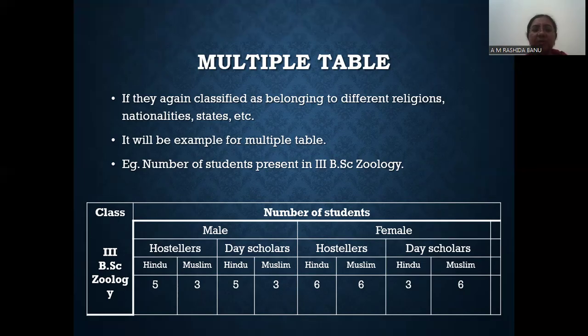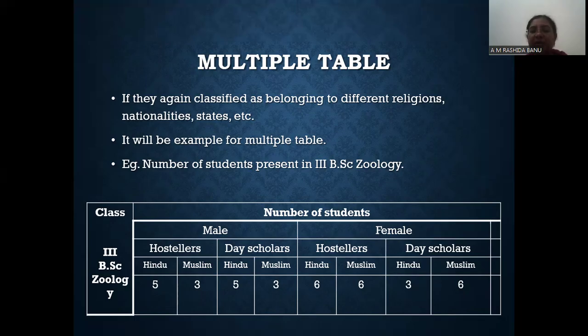So in third BSc Zoology, 5 students are Hindu. They are coming from the hostels and they are male students. And here 3 are Muslim coming from hostel, male students. 5 are Hindu. They are coming from home, male students. 3 are Muslim day scholars and they are male.